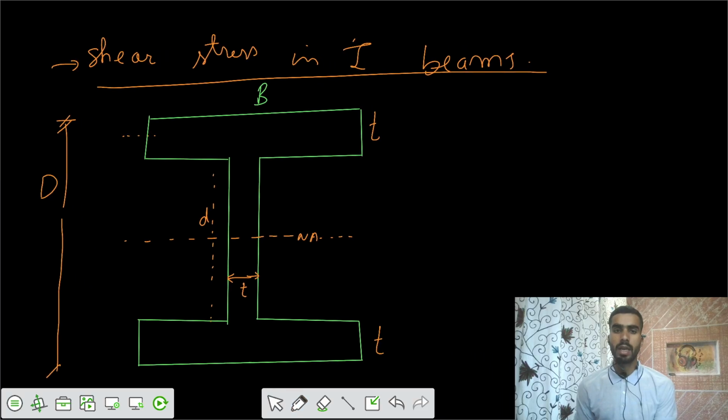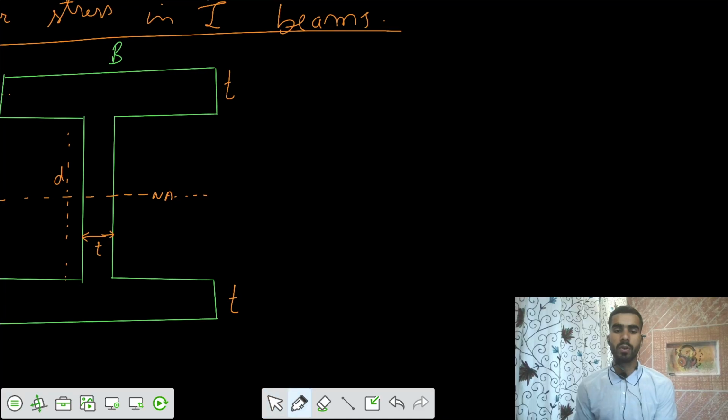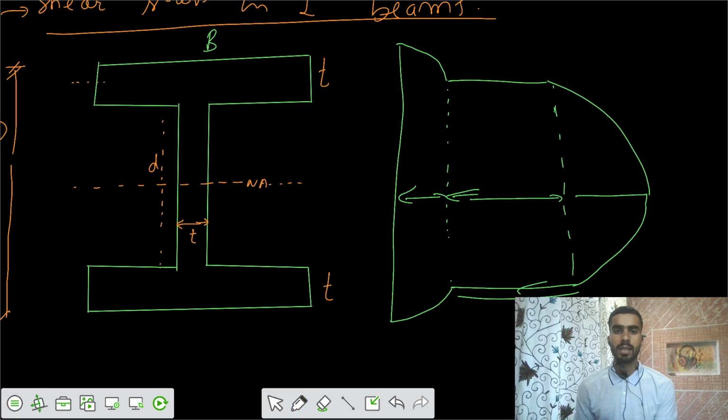Now we want to find the shear stresses at different locations. We already know the shear stress diagram would be in this fashion. We solved two problems on that. So we want the different values in terms of a general equation. What is this value, and what is this value equal to? Now let's calculate those values.